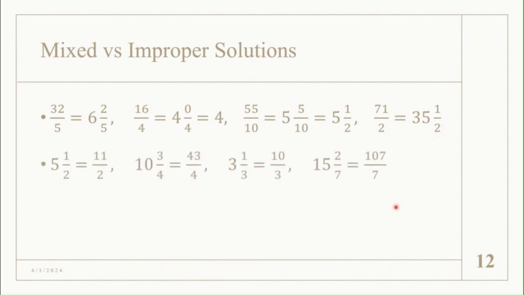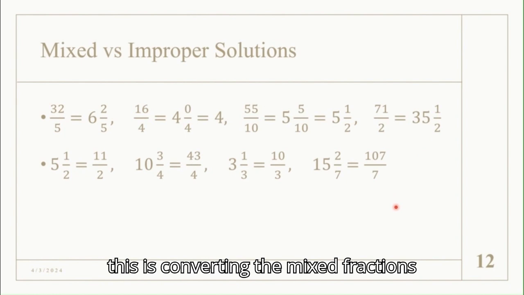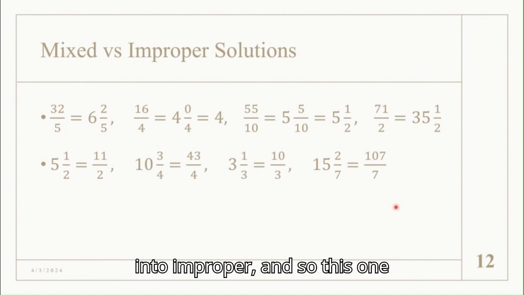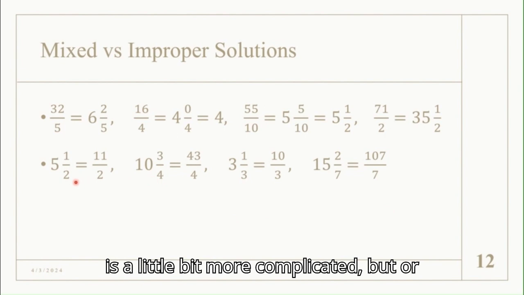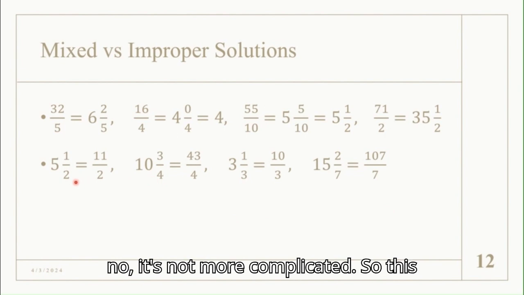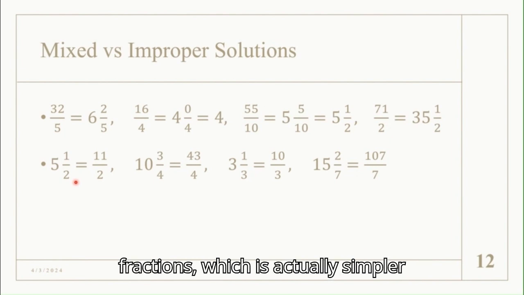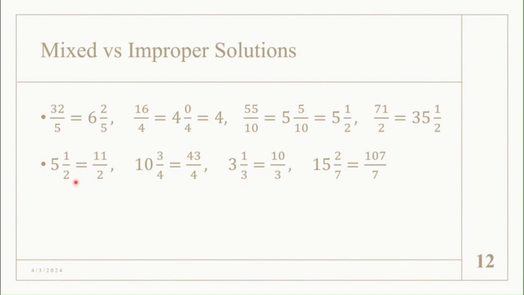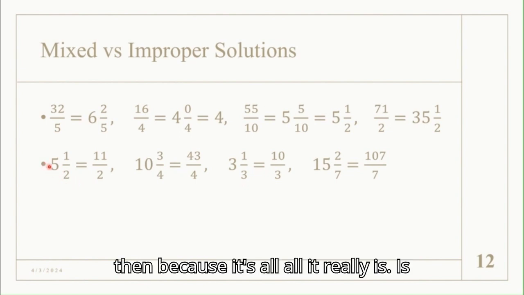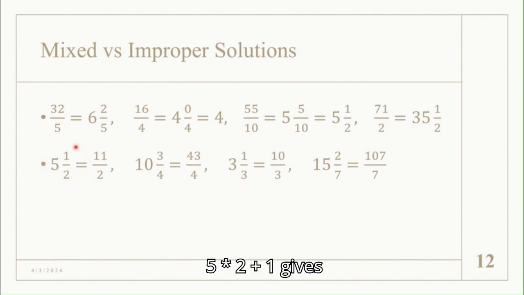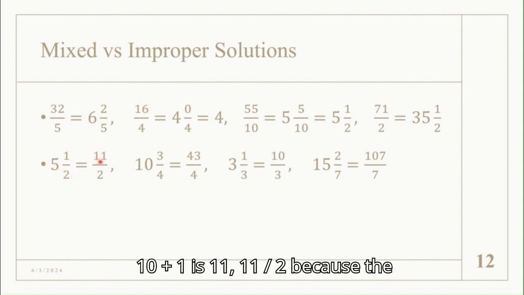And so this is converting the mixed fractions into improper. This one is a little bit more complicated, or no, it's not more complicated. This is the mixed fractions into the improper fractions, which is actually simpler. All it really is is 5 times 2 plus 1 gives me 11, because 5 times 2 is 10, plus 1 is 11.